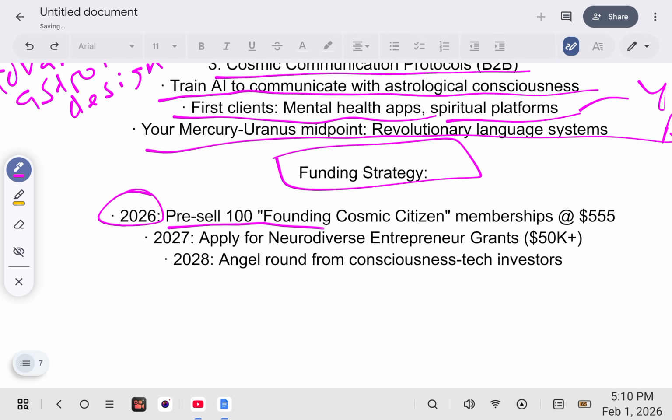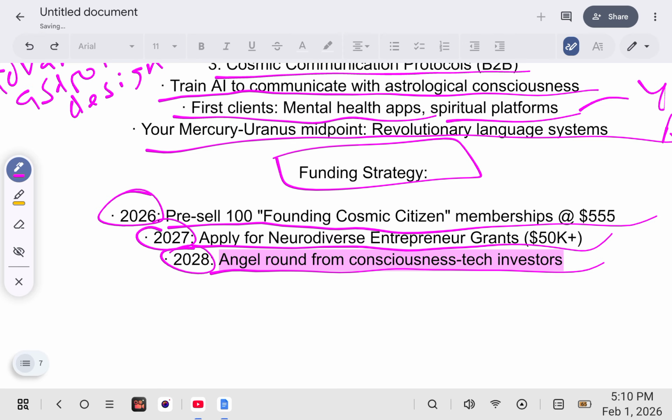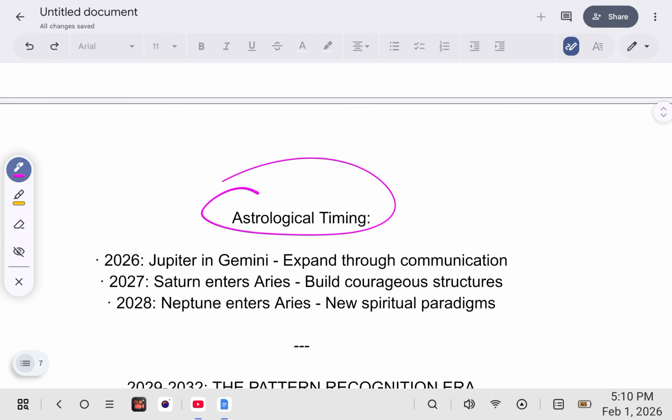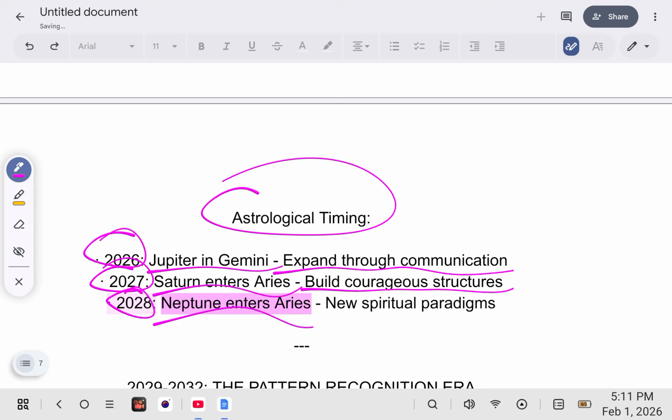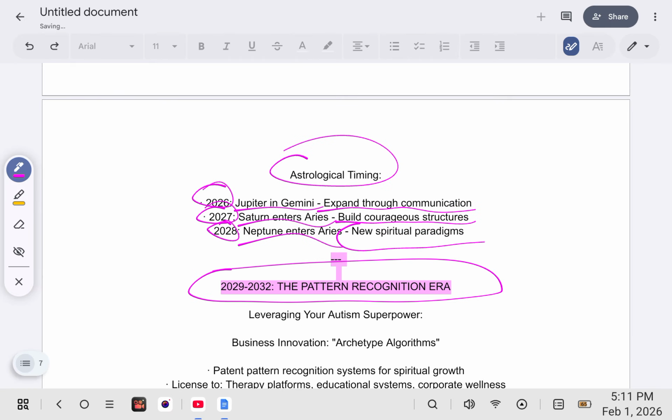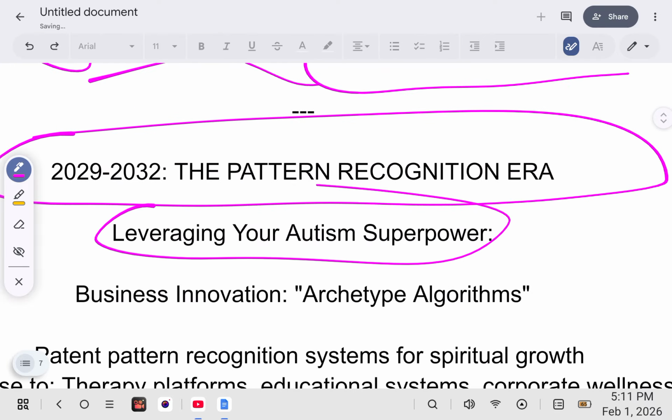2026, pre-sale 100 founding Cosmic Citizen memberships at $555. 2027, I'm going to apply for neurodiverse entrepreneur grants, $50K or more money. 2028, angel round from consciousness tech investors. Astrological timing. 2026, Jupiter is in Gemini, expand through communication. 2027, Saturn enters Aries, build courageous structures. 2028, Neptune enters Aries, new spiritual paradigms. 2029 through 2032, the pattern recognition era, leveraging my autism superpower.